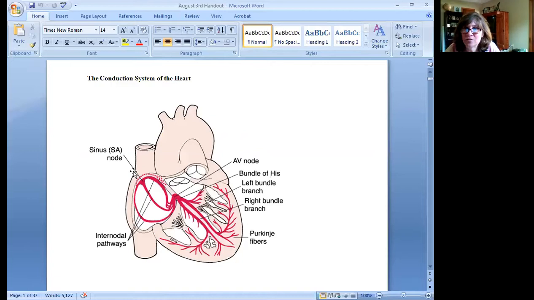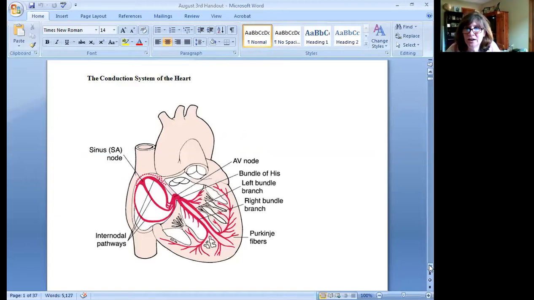The inherent rate of the SA node, the sinus node that sits up high in the right atrium, is 60 to 100 beats per minute. If for any reason the SA node cannot fulfill its responsibilities, the AV node can be the backup pacemaker at a rate of 40 to 60 beats per minute. And last but not least, the Purkinje fibers can put out impulses 20 to 40 beats per minute.